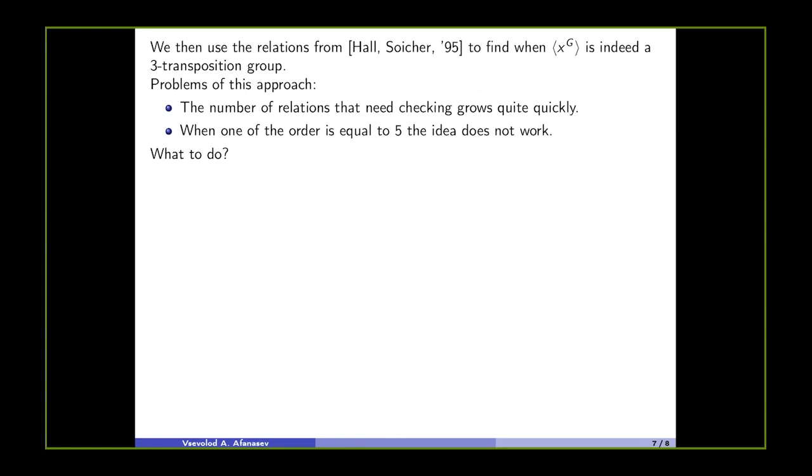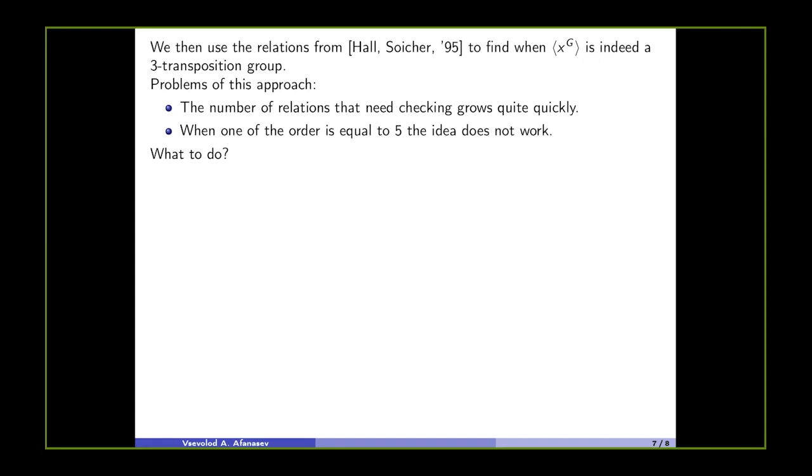And we do it using the relations from the paper by Hall and Soicher, or Zoicher, I don't really recall how to say his name, unfortunately, which classified all 5 generated free transposition groups and provided specific presentations. And basically, we check the corresponding relations in the groups which we obtain, and we look for the situations whenever this normal closure is indeed a free transposition group, which allows us to quite easily obtain the isomorphism type of the whole 6 transposition group.